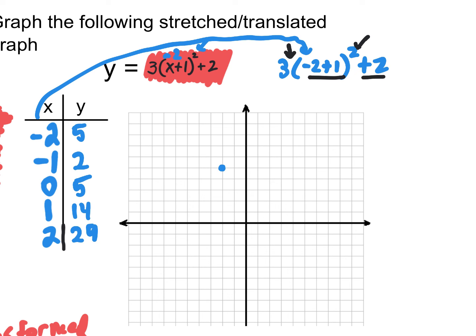Here's one of my points. -1, 2 is right there. Over 0, up 1, 2, 3, 4, 5 goes right there. And doesn't this look like a stretched parabola that's been moved 1 to the left and up a couple? That's what it looks like to me.